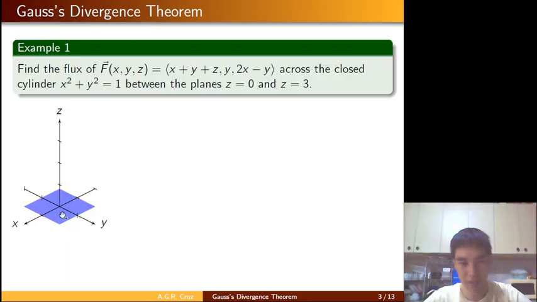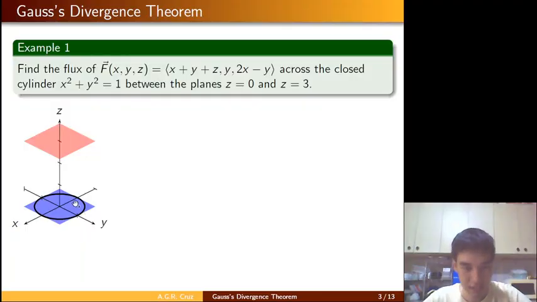Tapos you move upwards along the z-axis by 3 units, you should get z equals 3. So itong red surface na to, itong red plane na to, this is now z equals 3. So these two are taken care of. Yung cylinder x squared plus y squared equals 1, what does that look like? Remember, itong curve na to in 2 dimensions, this is a circle centered at the origin of radius 1. Tapos kapag pinatong niyo siya on the xy plane, it should be this one.